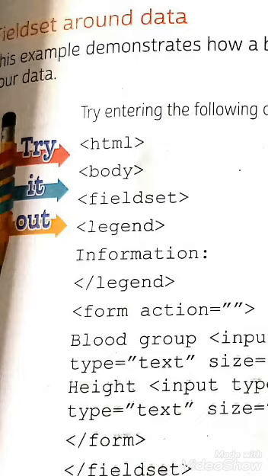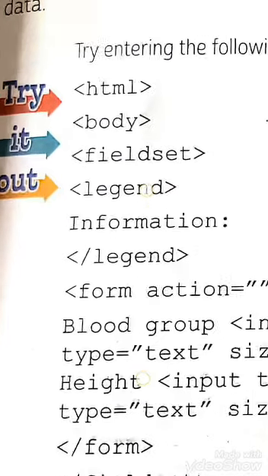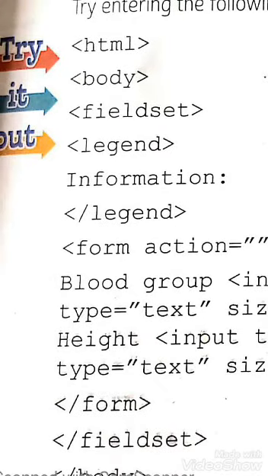Now you see the coding here, how you have to write the coding for displaying the form where you are able to draw a box around the related element. As usual, you have to write HTML, then body, then you give the tag fieldset, and again you are writing legend. Why are we writing legend? Because it is used to add a caption to a group of related data.